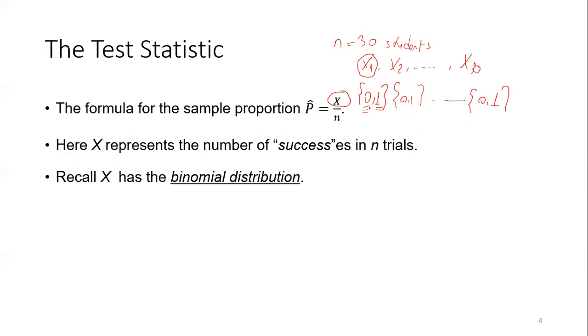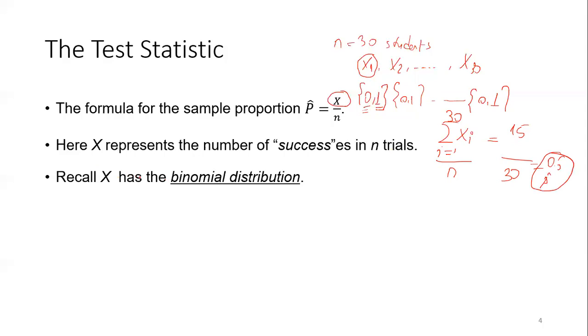Then I just sum all of them, i from 1 to 30. Some of them are 1, some of them are zeros. If the result is equal to 15, for example, it means there are 15 people who like Cafe Nero. Then we divide it by the total number of students, which is 30 here. That's equal to 0.5, which is my p hat.